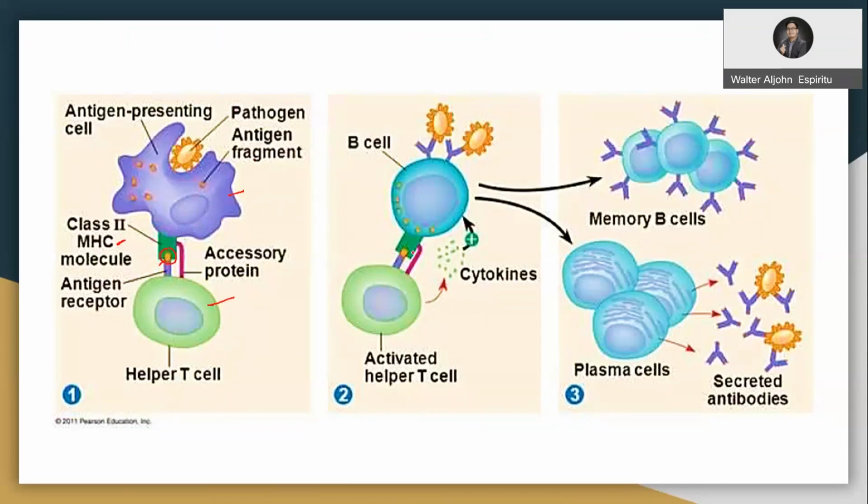And this activated helper T cell will activate other cells, such as the B cell, releasing cytokines in the process. Then this B cell will become a plasma cell that will release the antibodies. And a small fraction of these activated B cells will become memory B cells. They will be the memory guard of our body, just in case another pathogen of the same kind invades our body. In that case, the response will be much faster.